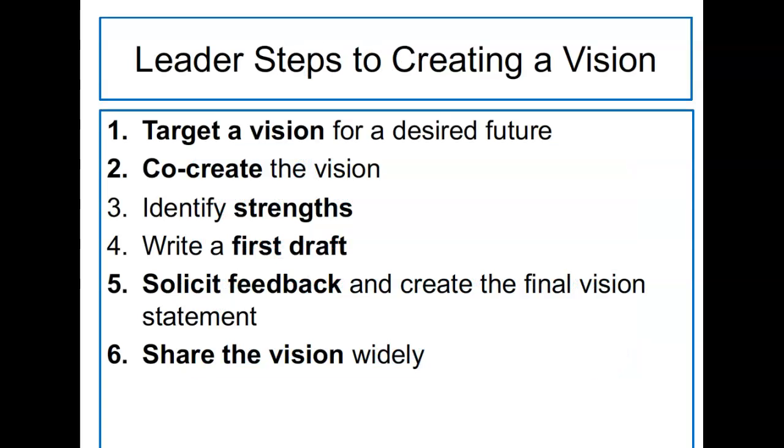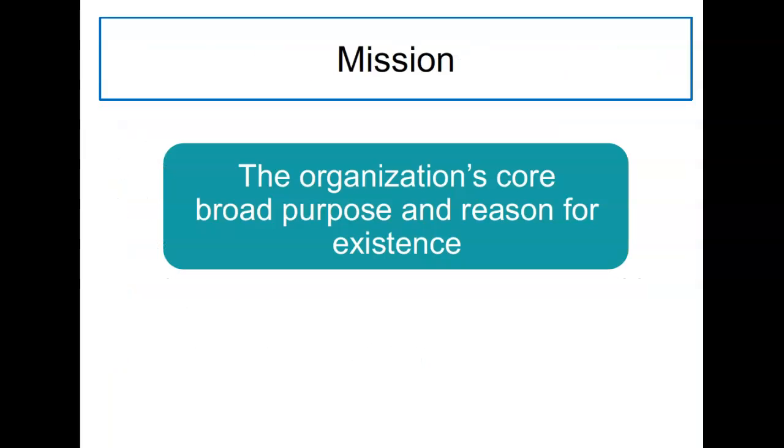So leader steps to creating a vision. If you have no vision for the organization, this is how you go about designing one. You want to target an ideal future or a desired future. You want to co-create the vision, have people within the organization contribute to it, and identify the strengths of the organization. You want to write a couple drafts, like a good paper. It's going to take you a couple of rounds to really come up with a good one. Solicit feedback. Another way of saying that is survey the people you're working with and get feedback that way. And then share the vision with the organization and the community as a whole.